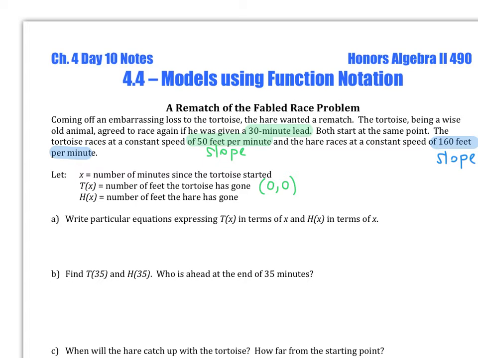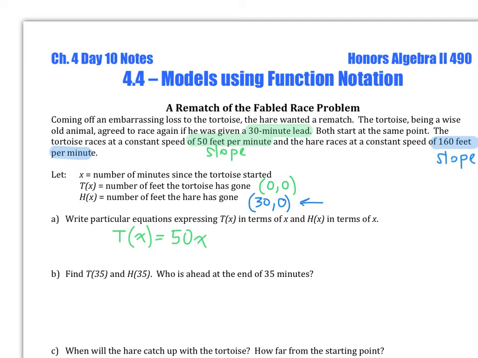The hare, he starts 30 minutes after the tortoise does. So remember, x is the number of minutes since the tortoise started. So the hare starts 30 minutes after, and they both start at the same place, so he's going to be at 0. So this should help us think about our equations. So our tortoise, in terms of x, hopefully you recognize our tortoise. We have our slope of 50 feet per minute, and then we have x, which represents the number of minutes since the tortoise started. So we're going to have 50x.